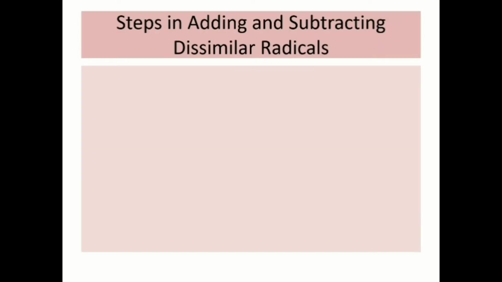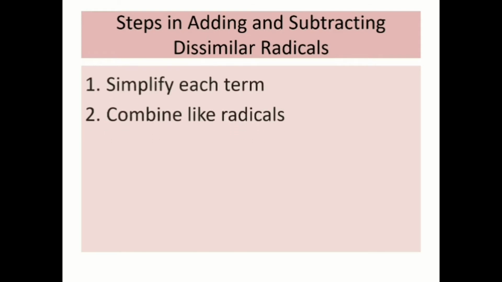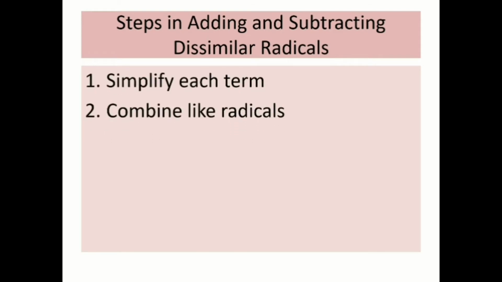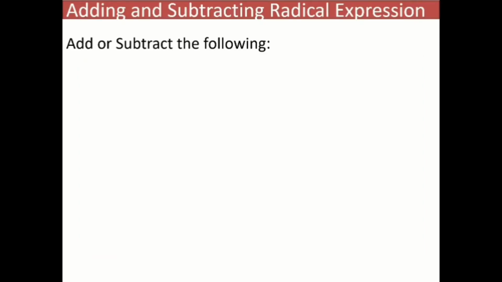There are only 2 steps in adding and subtracting dissimilar radicals. First, you have to simplify each term, and second, you have to combine like radicals. Okay, let's try to add and subtract dissimilar radicals.